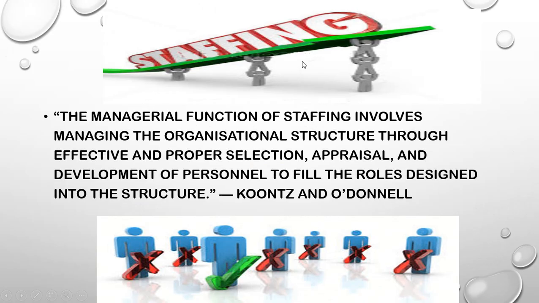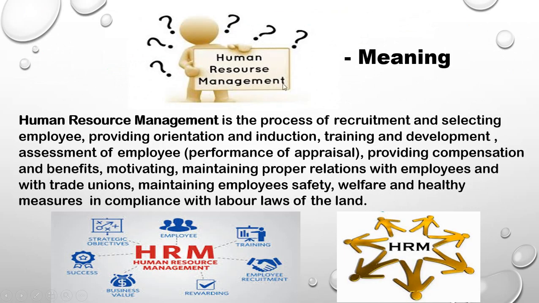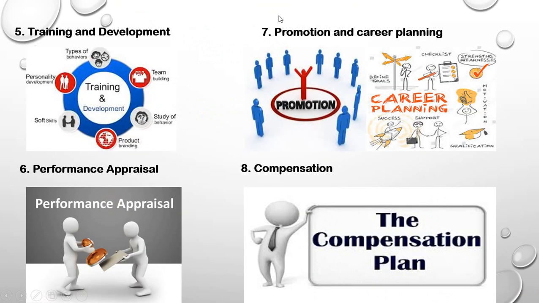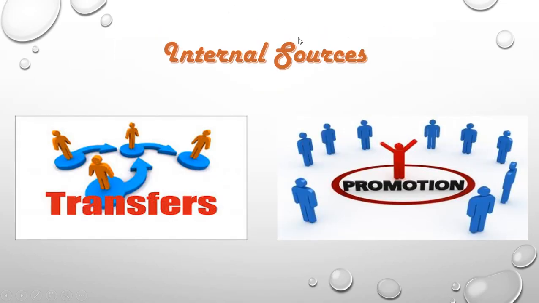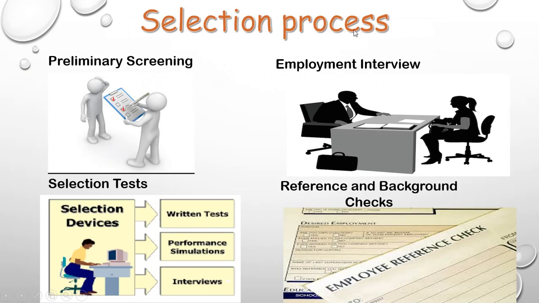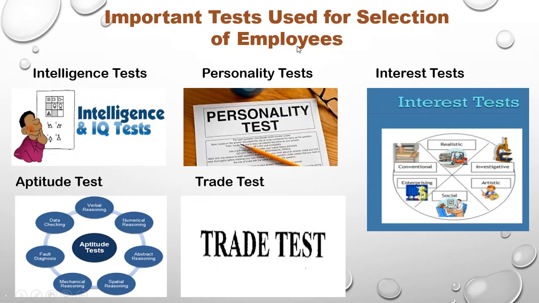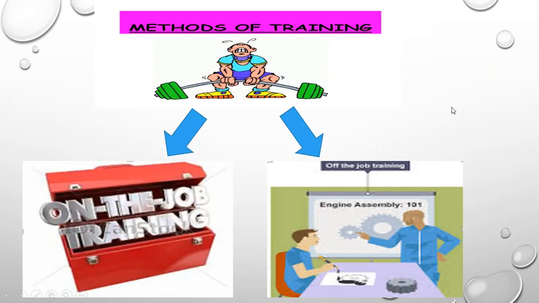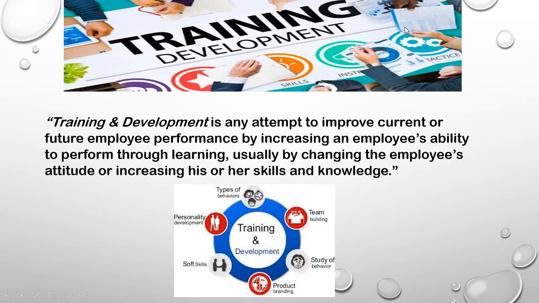covered topics like staffing, importance of staffing, human resource management meaning, evolution of human resource management, staffing process, recruitment, sources of recruitment, internal sources, external sources, selection, selection process, tests used for the selection of employees, and training and development, in which I'll be explaining what is the importance of training and development today, and will also be covering topics like training, development and education and methods of training. Now moving to the first one, that is importance of training and development.